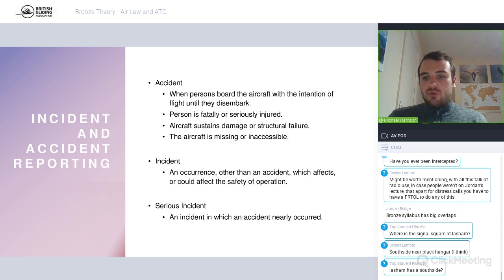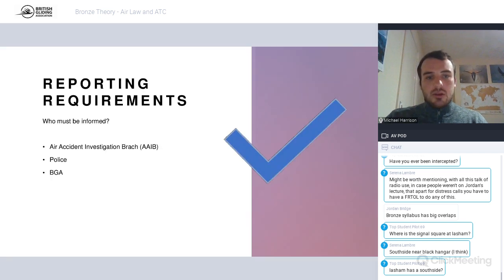Now, there's requirements to report accidents, incidents, and serious incidents. You have to report them to potentially any one or all three of these people. Now, if it's only an incident, it only has to be reported to the BGA, and you've got up to a month to report that. But you do have to report incidents to the BGA.